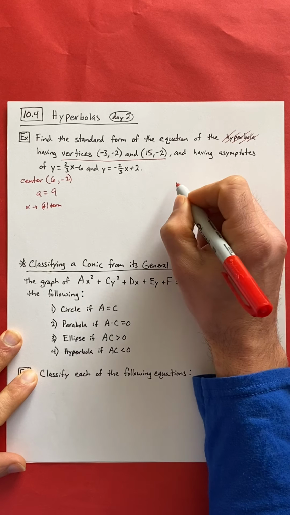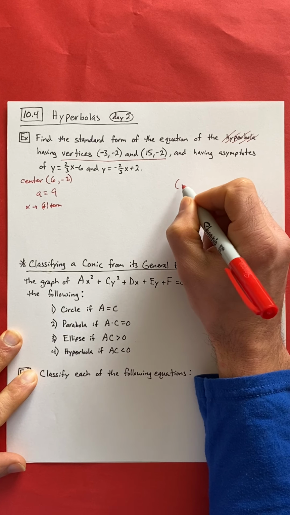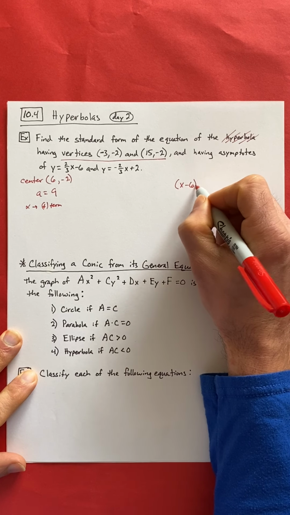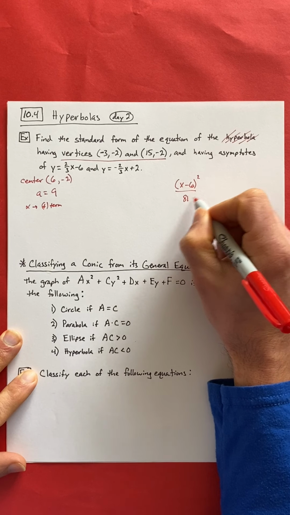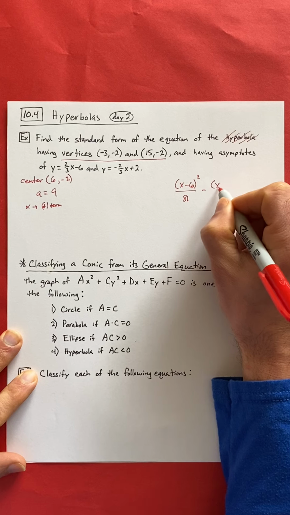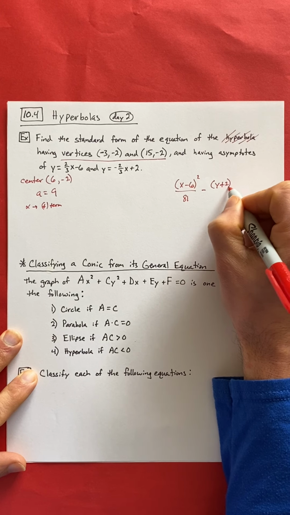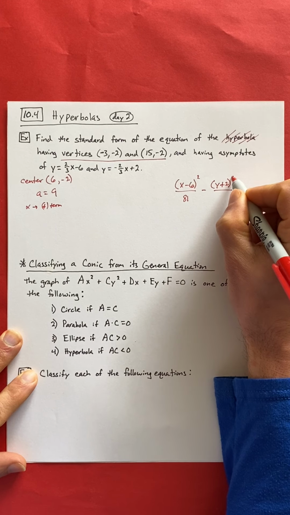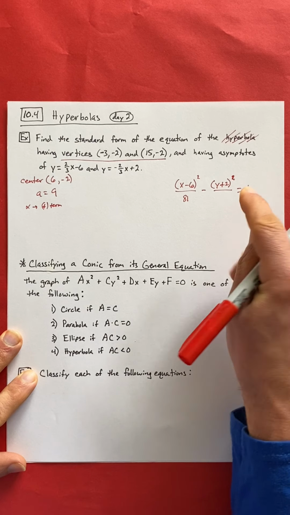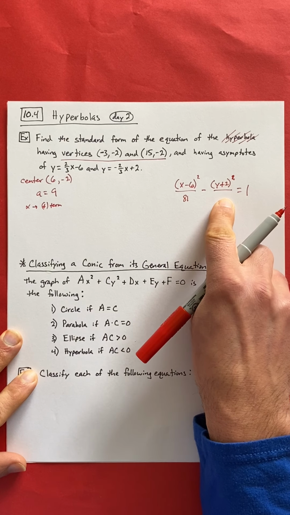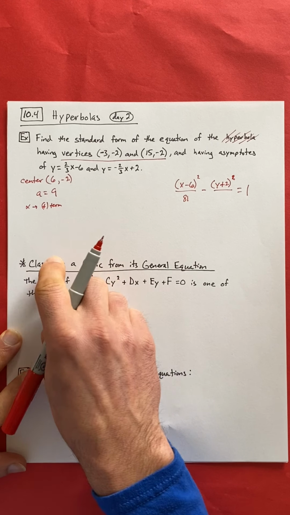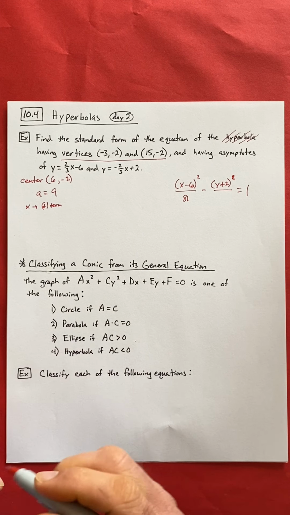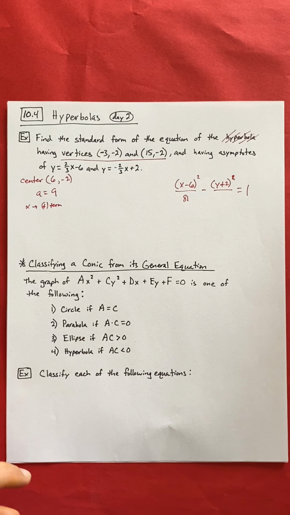So if I wanted to set this up, I pretty much have everything I need already. I have x minus 6 quantity squared over a squared, which I actually know is 81, minus y minus negative 2, or plus 2, quantity squared over, I don't know what b squared is yet, and it equals 1. I have almost everything I need. I'm just missing b squared there. I've exhausted the vertices. I got the three things that told me. So now to get b squared, it must be coming from the asymptotes somehow.